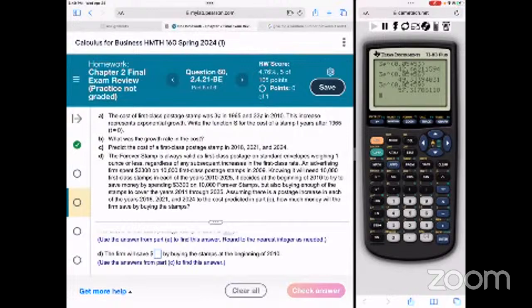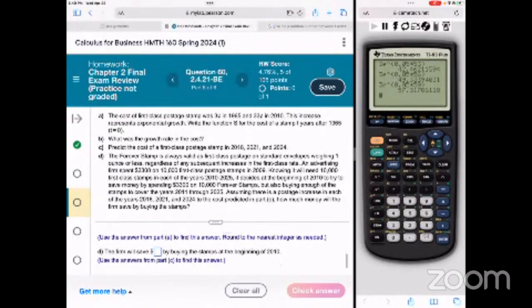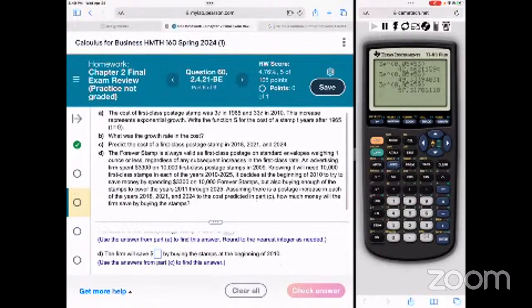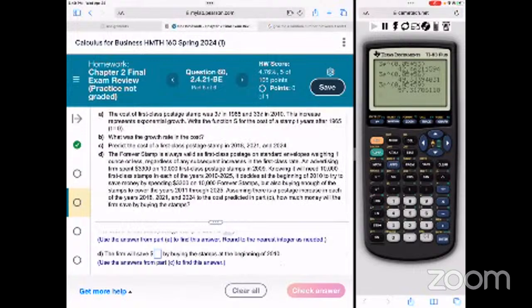Okay, assuming there is a postage increase in each of the years 2018, 2021, and 2024, the costs predicted in part C, how much money will the firm save by buying the stamps in 2010? I think what they're trying to do is buy stamps in 2010 to cover enough to get them to 2025, knowing that the price is going to increase in the years 2018, 2021, and 2024, right? 3,300 on 10,000 first class stamps.